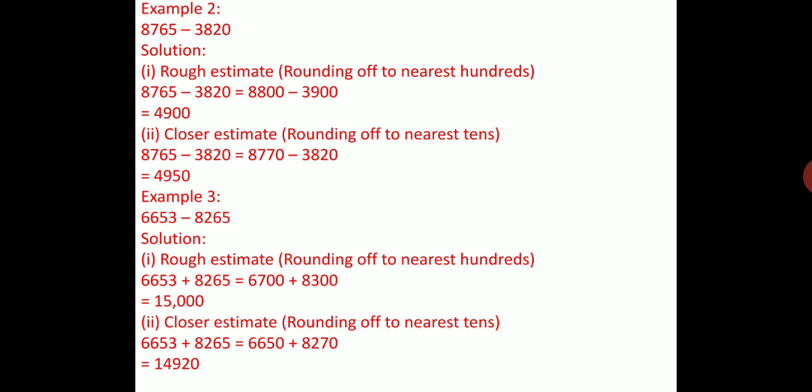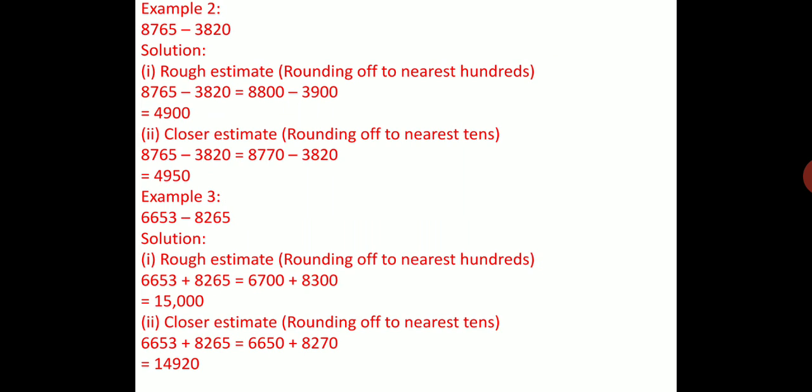It is 8765 minus 3820. The solution I am saying now, the rough estimate of 8765 becomes 8800 minus 3900. So the answer comes 4900. Now you can see the nearest tens of the same numbers. It comes 8770 minus 3820, and the answer of the subtraction is 4950. Example number 3 is the same way.